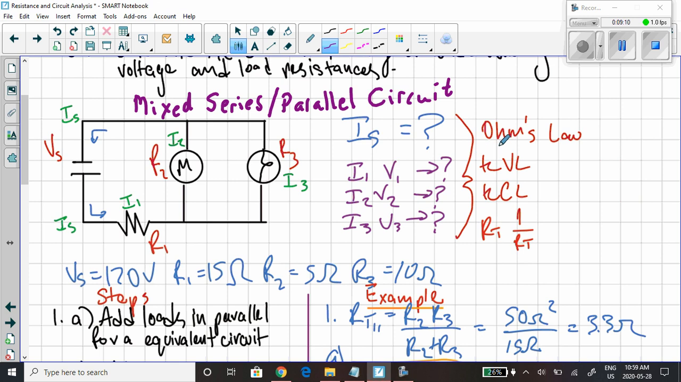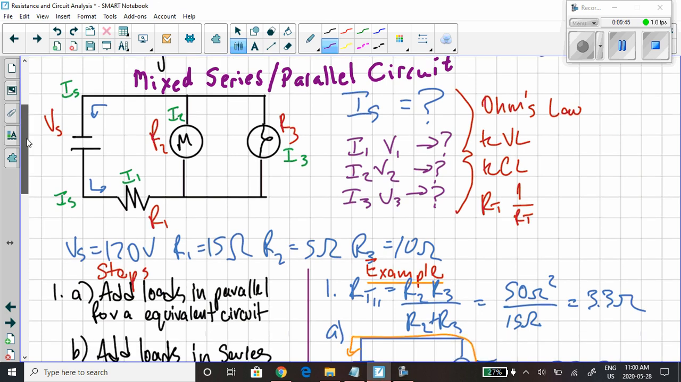We're going to meet our goal by using Ohm's law, Kirchhoff's voltage law, Kirchhoff's current law, and knowing how to add up resistances to find total resistance when they're in series and when they're in parallel. So basically what I'm saying to you is all this neat nifty stuff we've learned, we're now going to apply in circuit analysis questions. I hope you're excited. So let me show you how this works.